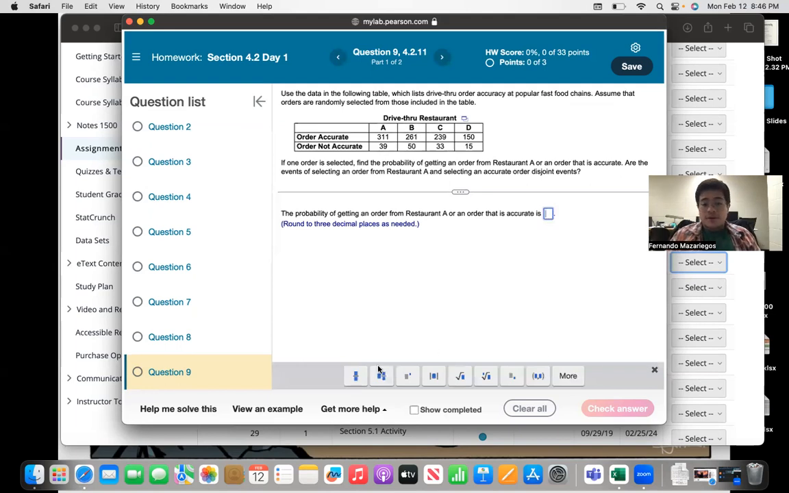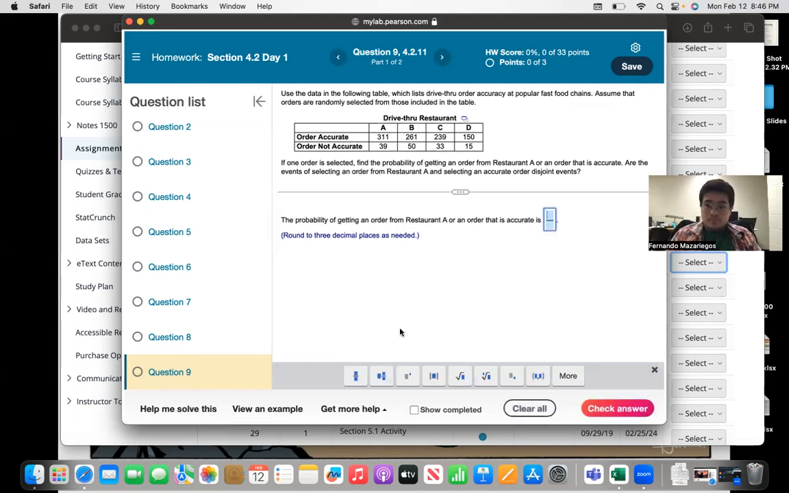So first of all, we find the probability. We can do this using the addition rule. We would need to find the probability of getting an order from restaurant A, then find the probability of getting an accurate order. We add them, and then subtract the probability of getting an accurate order from restaurant A. What I suggest we do is we simply use the table.